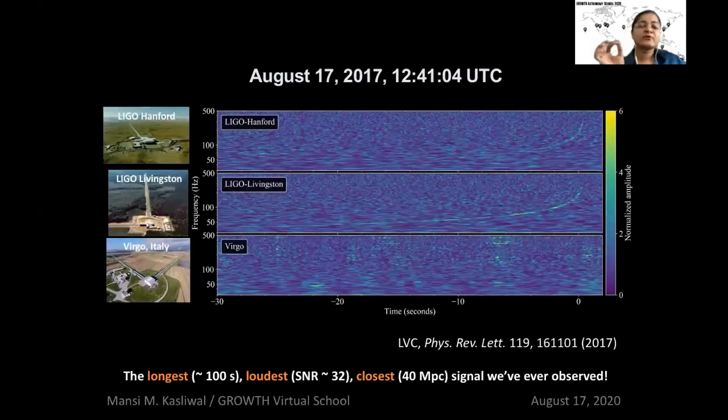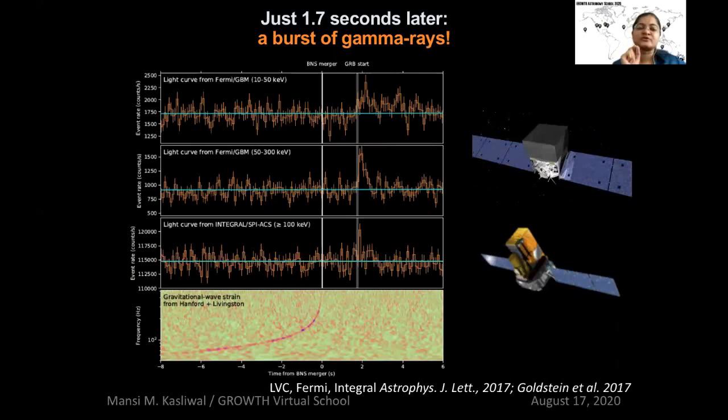So 12:41:04 UTC, that was the time when we saw the gravitational wave chirp signal and the merger of the 2 neutron stars. The action began for astronomers 1.7 seconds later, where you see this blip that was detected by the Fermi satellite and also the INTEGRAL satellite. And this was a burst of gamma rays. So these were gamma rays between, you can see, 10 to 300 keV here. So these are extremely energetic photons that came from the same place and same time as this neutron star merger.